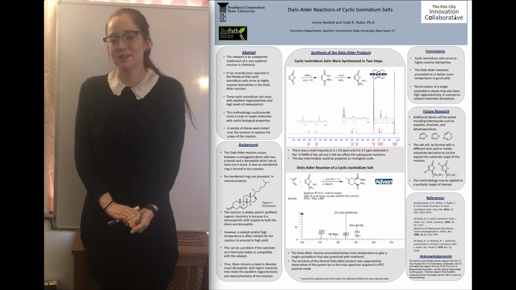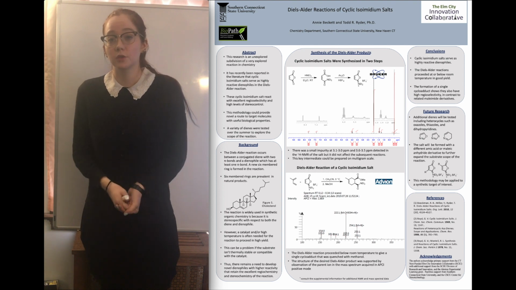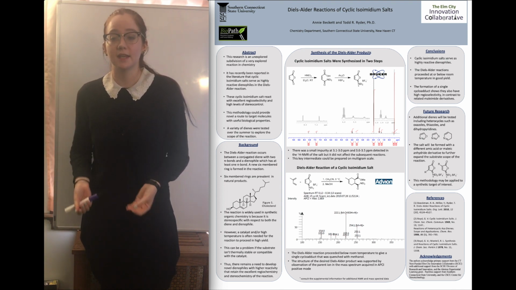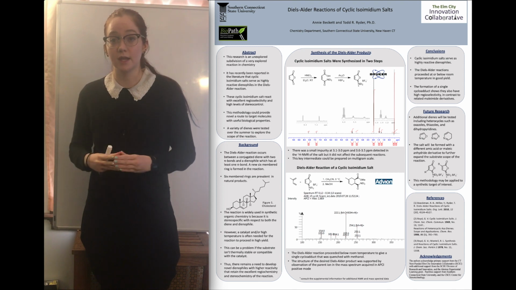So my poster is on the Diels-Alder reaction of cyclic isoimidium salt dienophiles. Just in case you're not familiar with the Diels-Alder reaction, it consists of a diene with 2 conjugated pi bonds and a dienophile that has at least 1 pi bond. These come together to form a new 6-membered ring.